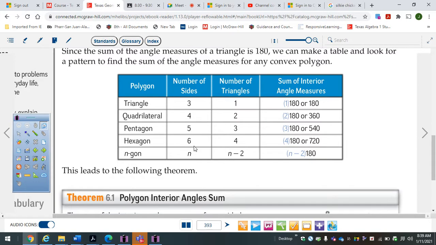So here's a pattern. Hopefully you picked it up. Whatever number of sides you have, you can always form 2 less triangles. So if I have 6 sides, 2 less of that would be I could form 4 triangles. If I had 5 sides, I could form 3 triangles. If I had an n-sided polygon, an n-gon, then I could form n minus 2 triangles, and the total degrees would be n minus 2 times 180.